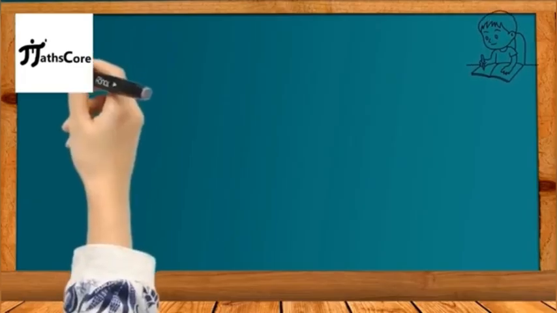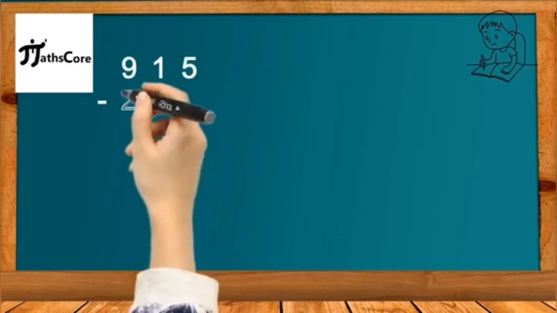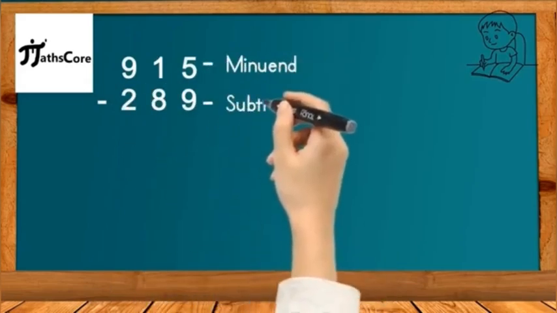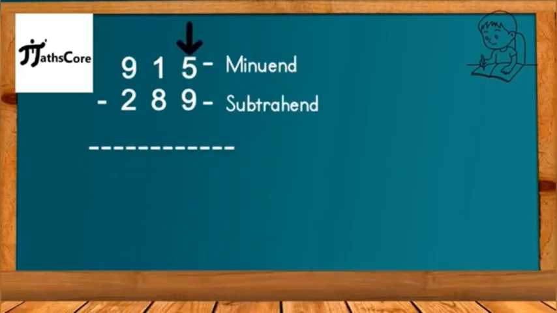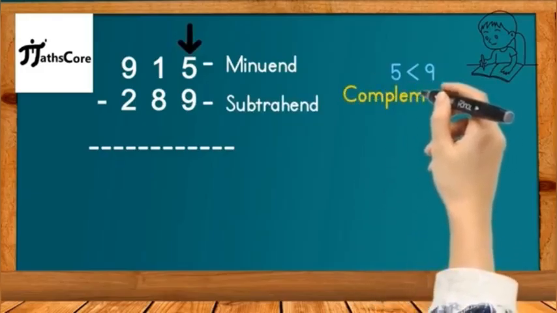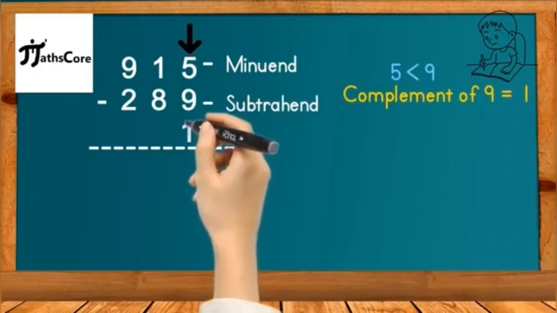Let's take a second example of a 3-digit number. The example is 915 minus 289. In this example, 915 is the minuend and 289 is the subtrahend. If you observe the unit place digits of the minuend and subtrahend, you will see that 5 is less than 9. So we need to find the complement of 9, which is 1. So write down 1 below 9.